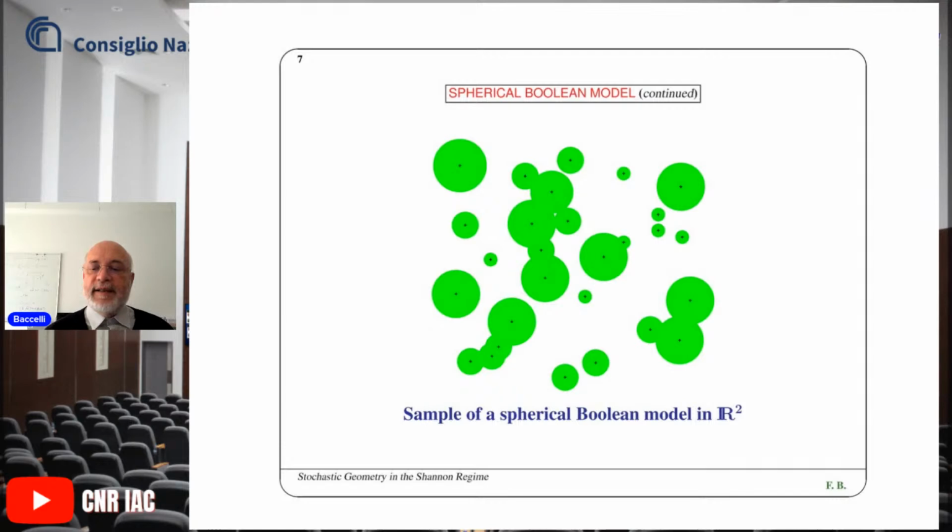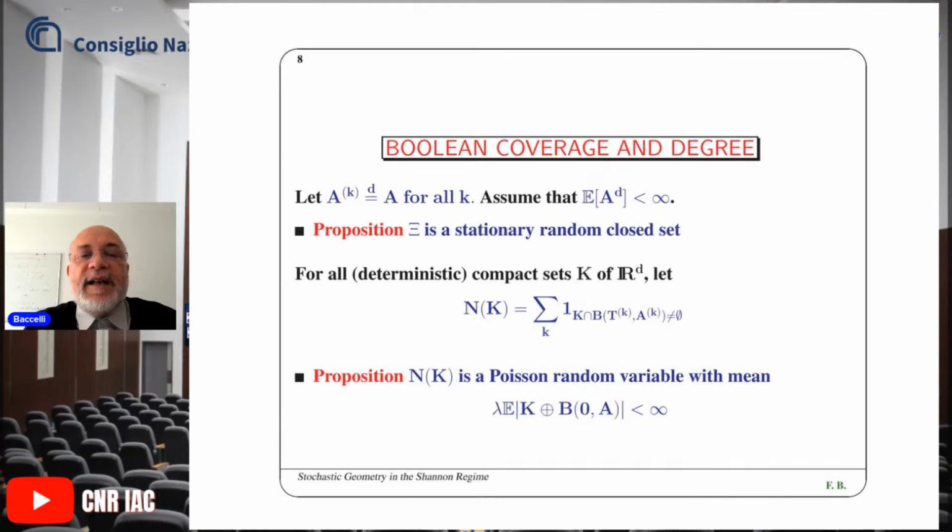And in the good case, namely when the d-th moment of A is finite, then this countable union of closed sets is a closed set, a random closed set. And one knows lots of things about it. So for instance, the number of balls that intersect a compact K is a Poisson random variable with a parameter which is known. It's the expectation of the volume of the Minkowski sum of the compact K and the random ball of center zero and radius A, where A is a typical radius.